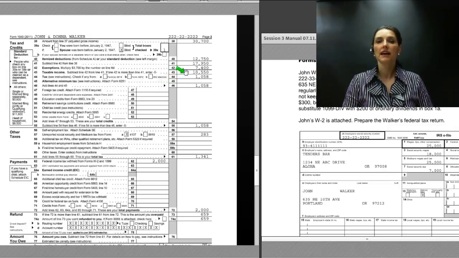The next step is to go to the tax tables in Publication 17 to look up the tax. The tax that you should get for a married filing joint couple with $10,550 of taxable income is $1,058. Now we come down to line 57, and we're going to need to complete Form 4137 to figure the amount of tip tax to enter there. You can see that our entry is $283, but let's show you where we got that.